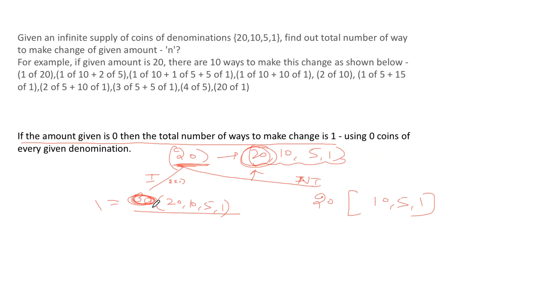What is the new thing that you have to make out? 0, right? So there is only one solution. So in order to make 20 with 20, 10, 5 by including 20, I can have only one solution, which is just take one coin of 20. That's it. Got it or not?